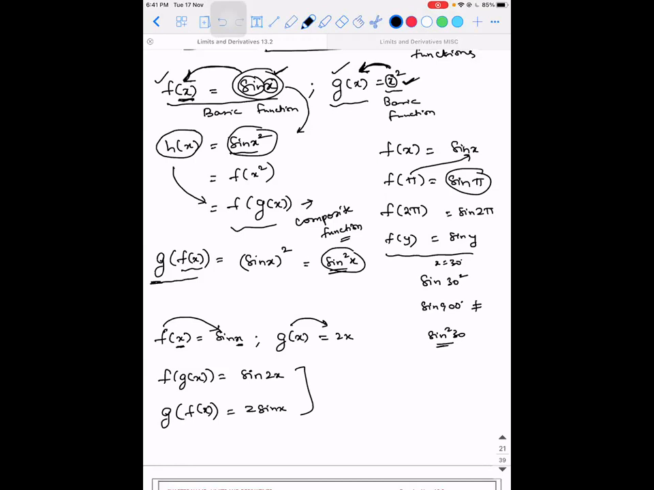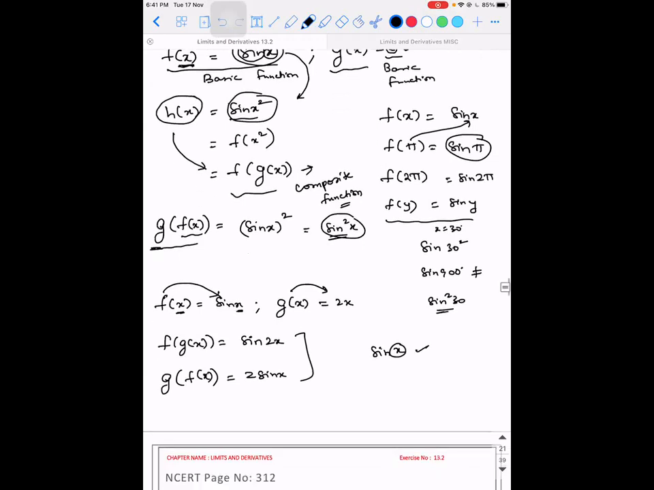Means in the basic function, wherever you're trying to define it, you will only have x. Means x will not have any coefficient, nor will it have any power. So if it is only x in that function, then it's a basic function. I'm especially talking in terms of trigonometry. I'm not talking about polynomial functions. Polynomial functions, you know how to handle because we have a formula for x power n.